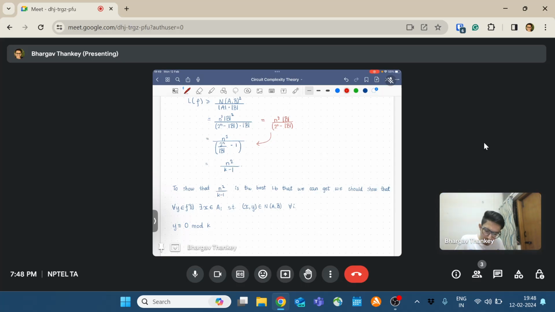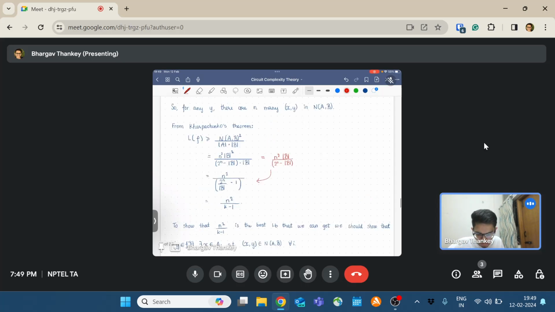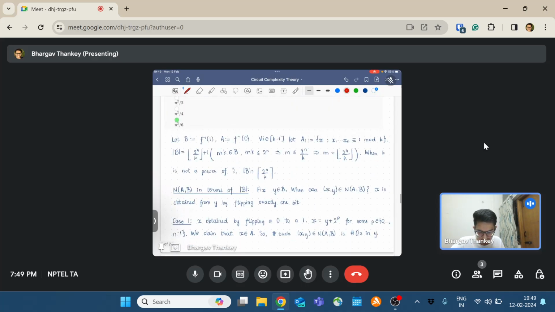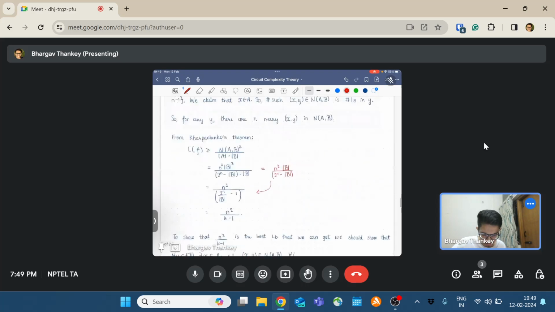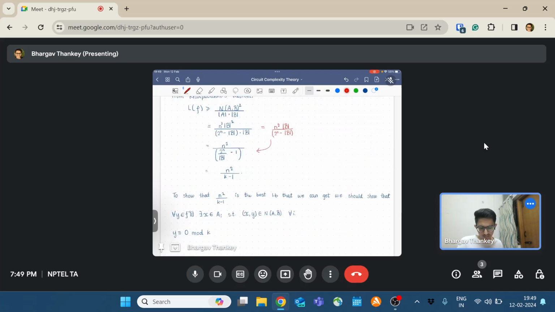If I had picked a smaller... over here I'm picking something that's size 2 to the n over k. If I had picked something of size 2 to the n over k over 2, I would have gotten something better, right? So yes, a smaller b. Wait, can I come up with a smaller b? We are looking at the ratio b over a, right? Size of b over size of a.